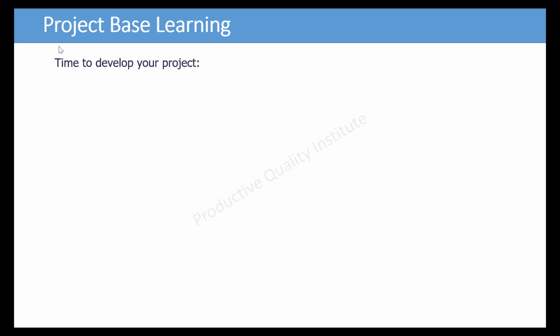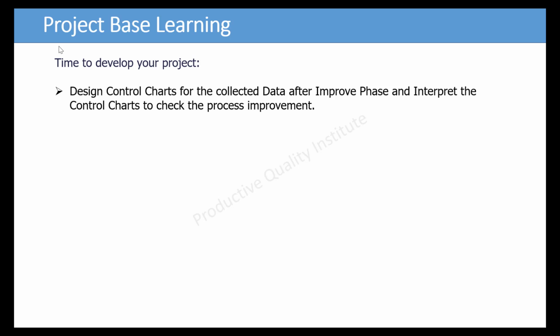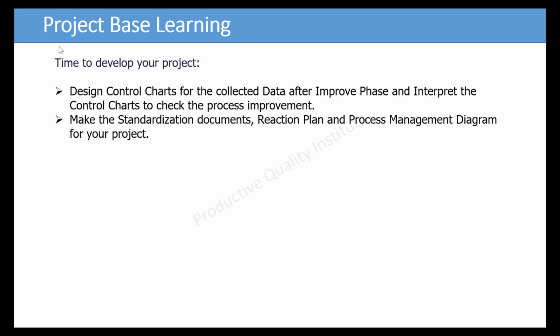It is time to develop your project. Design control charts for the collected data after the improve phase, and interpret the control charts to check the process improvement. Make the standardization documents, reaction plan, and process management diagram for your project.